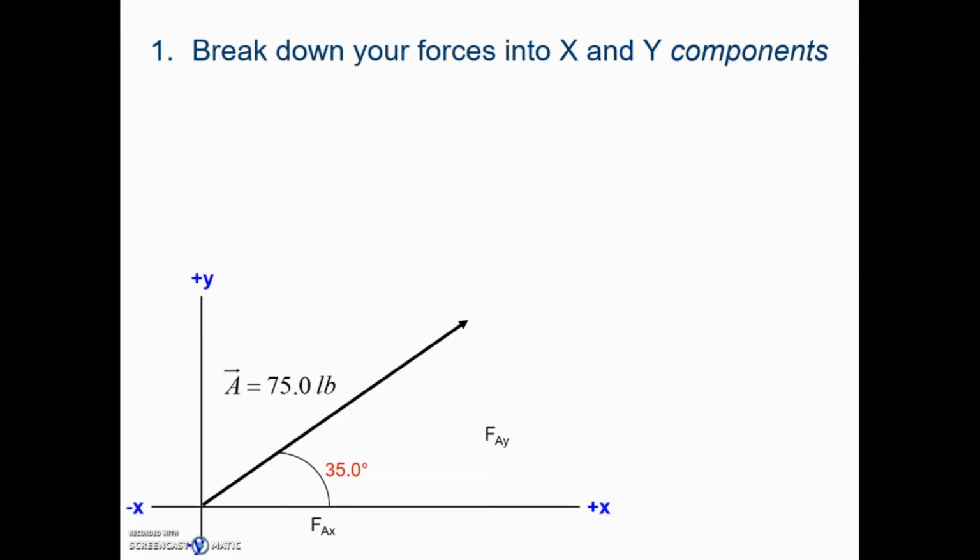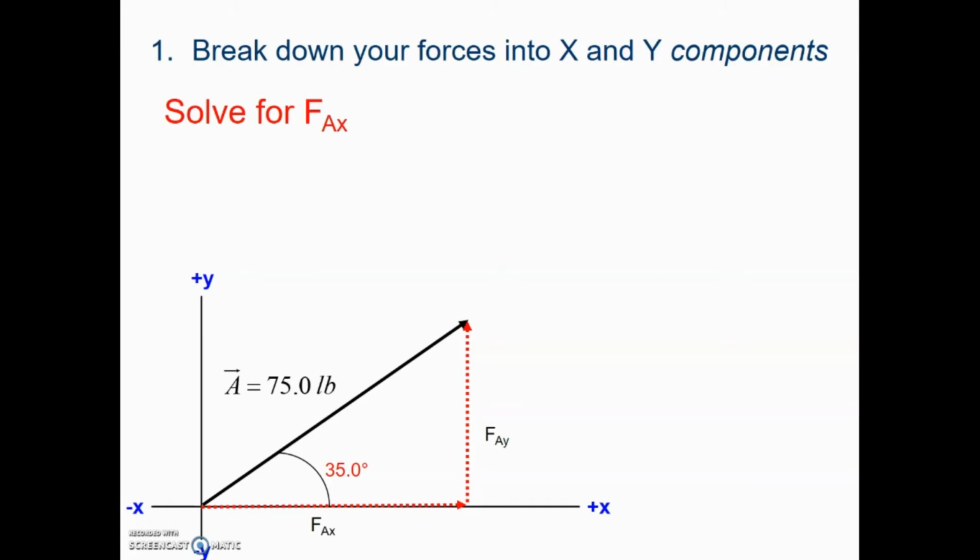Let's break those forces down into x and y components. We have our 75-pound magnitude. We have our direction. Now my sense is to the right and it's upward. So let's see if we can break that down. Let's just find FAX for right now. We'll put that in the back of our minds for the next step.